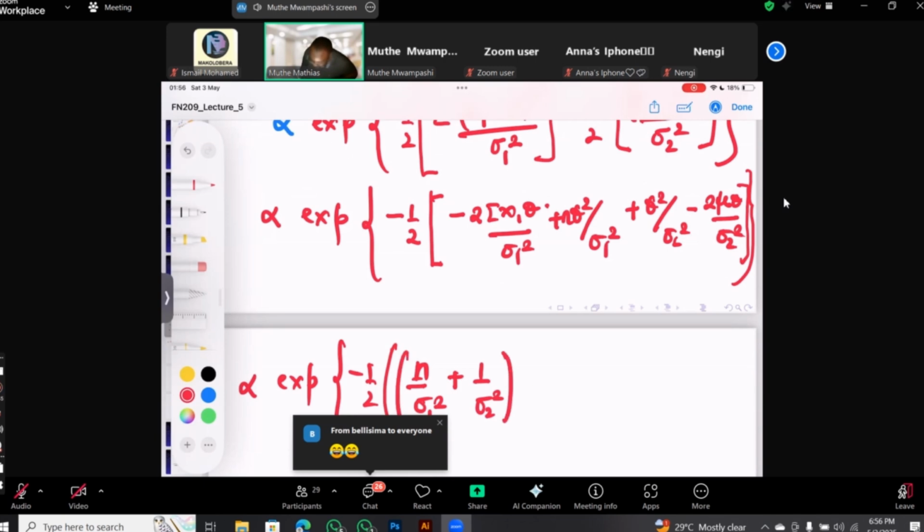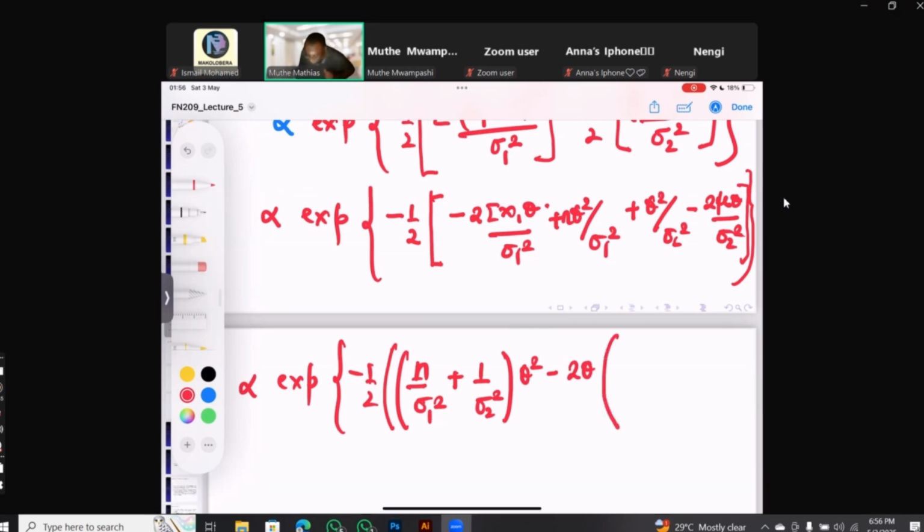So this is theta square, and then minus 2 theta, and then ndani we are going to remain with summation of xi divided by sigma 1 square, and then this second part here is going to be plus mu divided by sigma 2 square, like this, and then this.